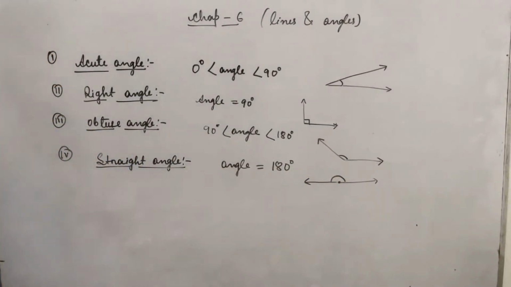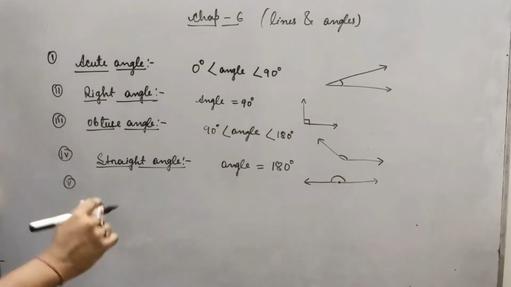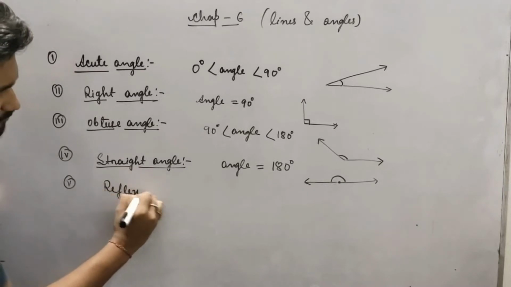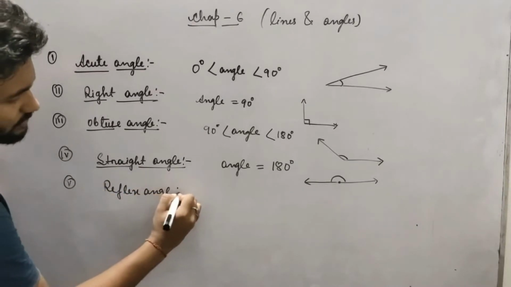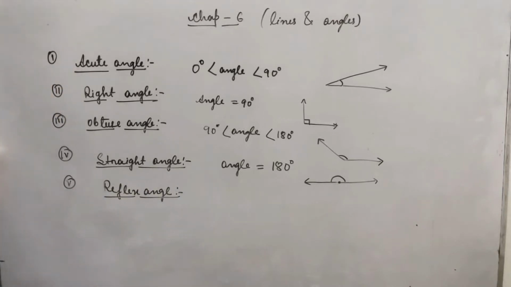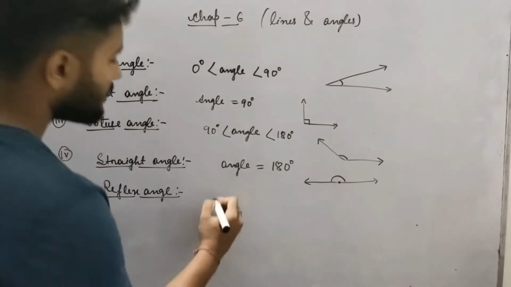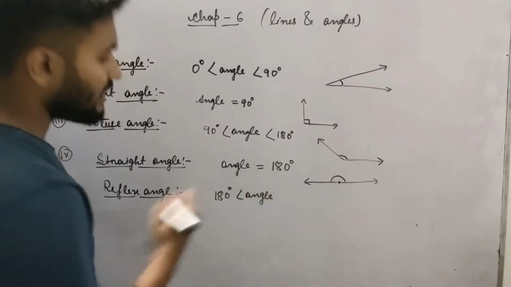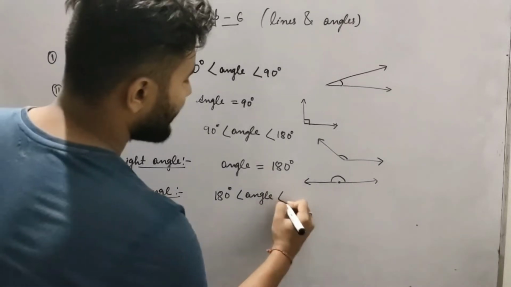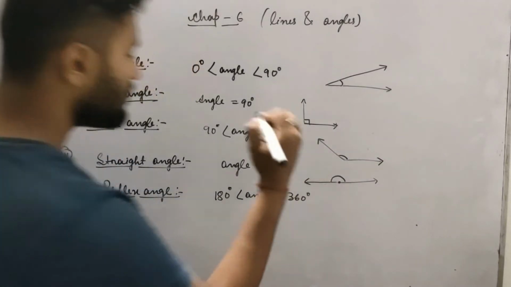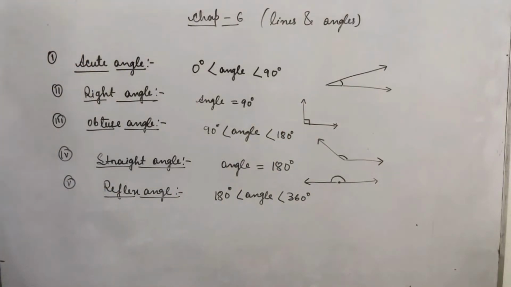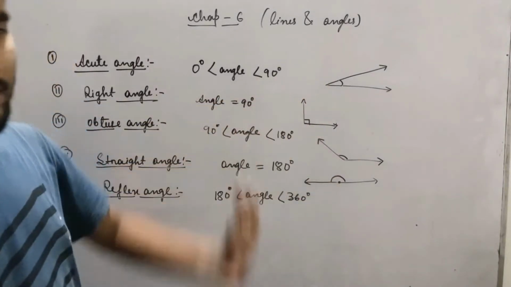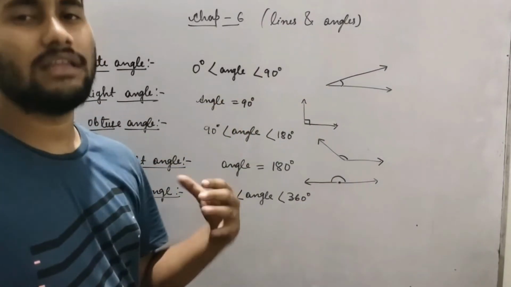Okay, now next. What happens after 180? That one is known as what? Reflex angle. Okay. So very simple. Greater than 180 degree and less than what? 360 degree. Less than 360 degree. Now one thing you remember, in every angle there is a reflex angle, and I will give the formula how to find the reflex angle.